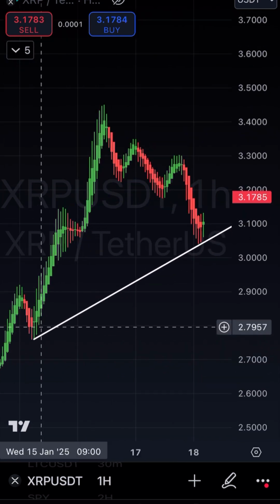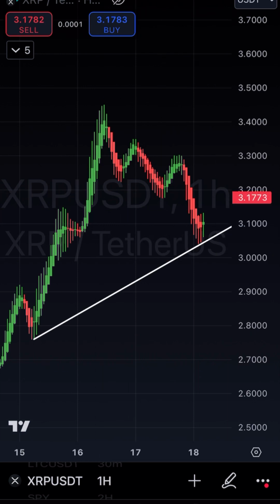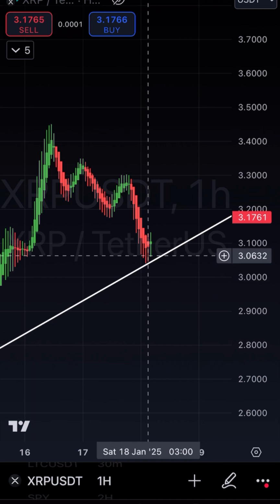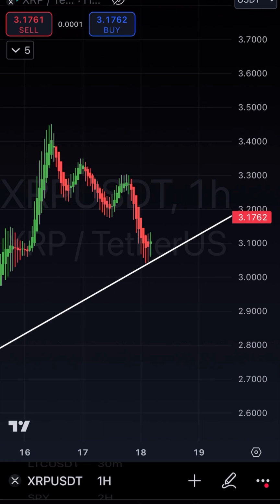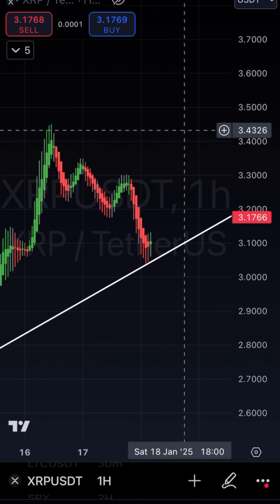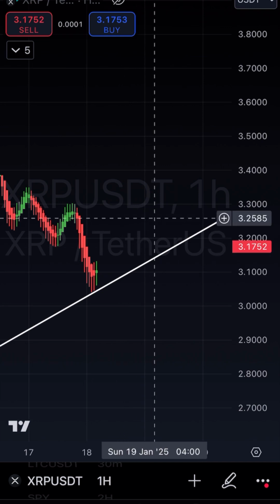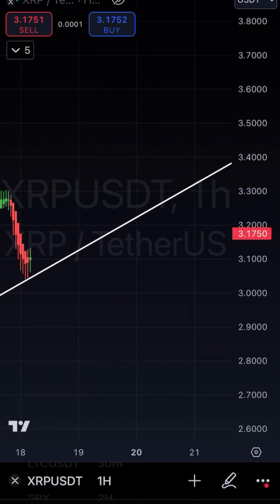So you see a point touches right here, goes all the way up here, touches down here, which would basically mean that the bottom right now for XRP is about $3. So it's most likely going to bounce back up. And it could stay on this trend line and bounce until it breaks this trend line. And when it breaks that trend line, that's when you would basically get out of your trade.